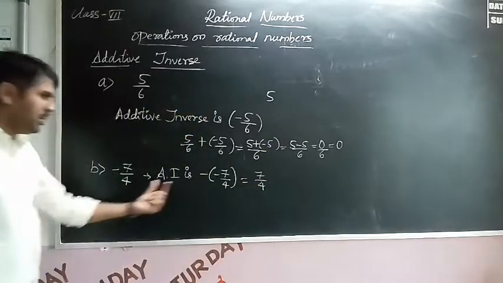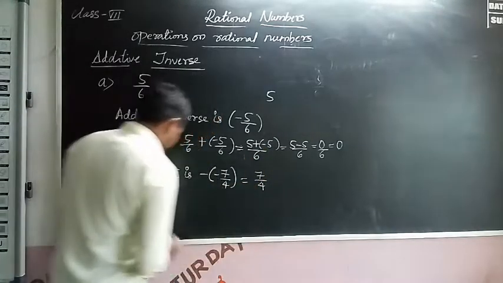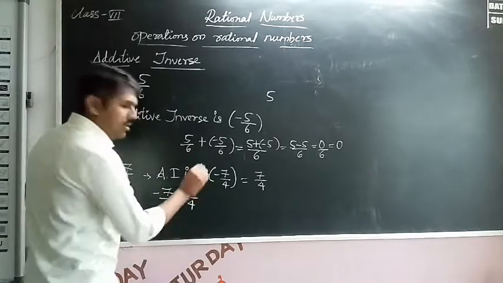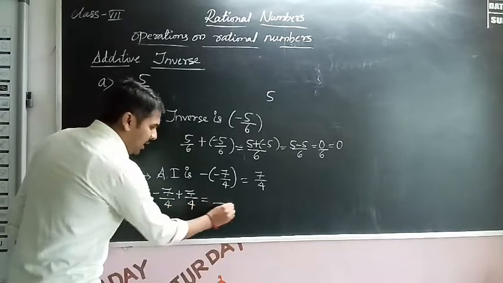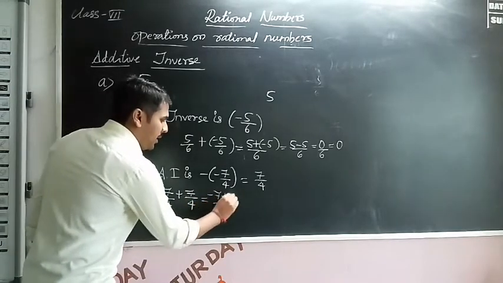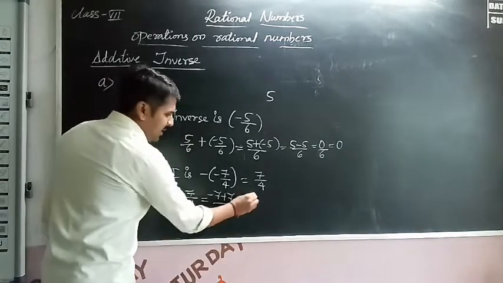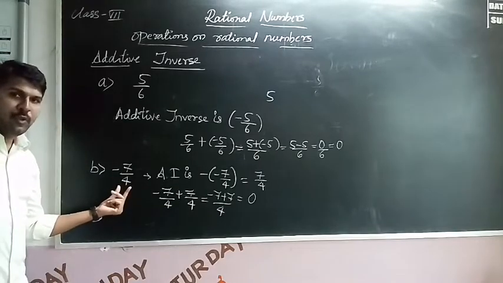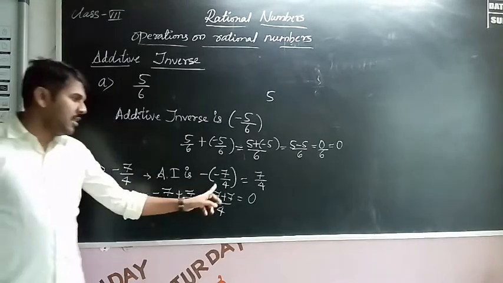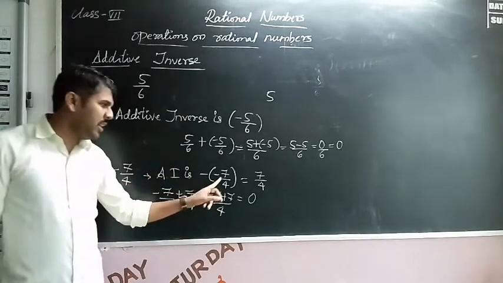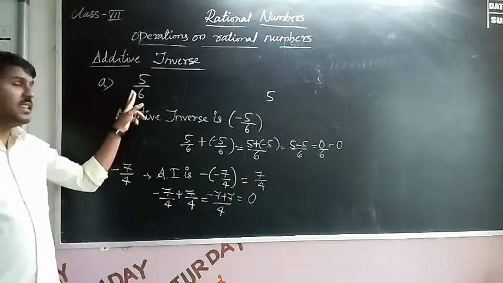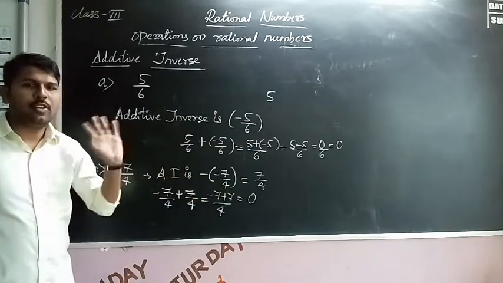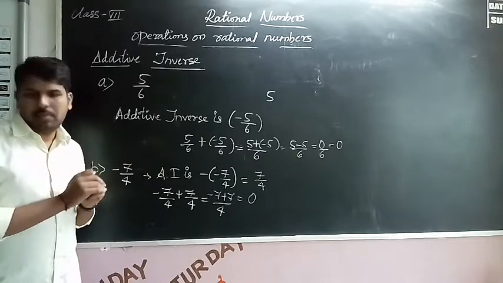So add these two. What will be the answer? Minus 7 by 4 plus 7 by 4. Here 4 is common, so take minus 7 plus 7. What will be the answer? 0, isn't it? 0 by 4 is 0 only. So for minus 7 by 4, the additive inverse is minus of that rational number. Minus into minus is plus. Where a plus sign is there, take it as minus; where a minus sign is there, take it as plus. Otherwise, the negative of that rational number.